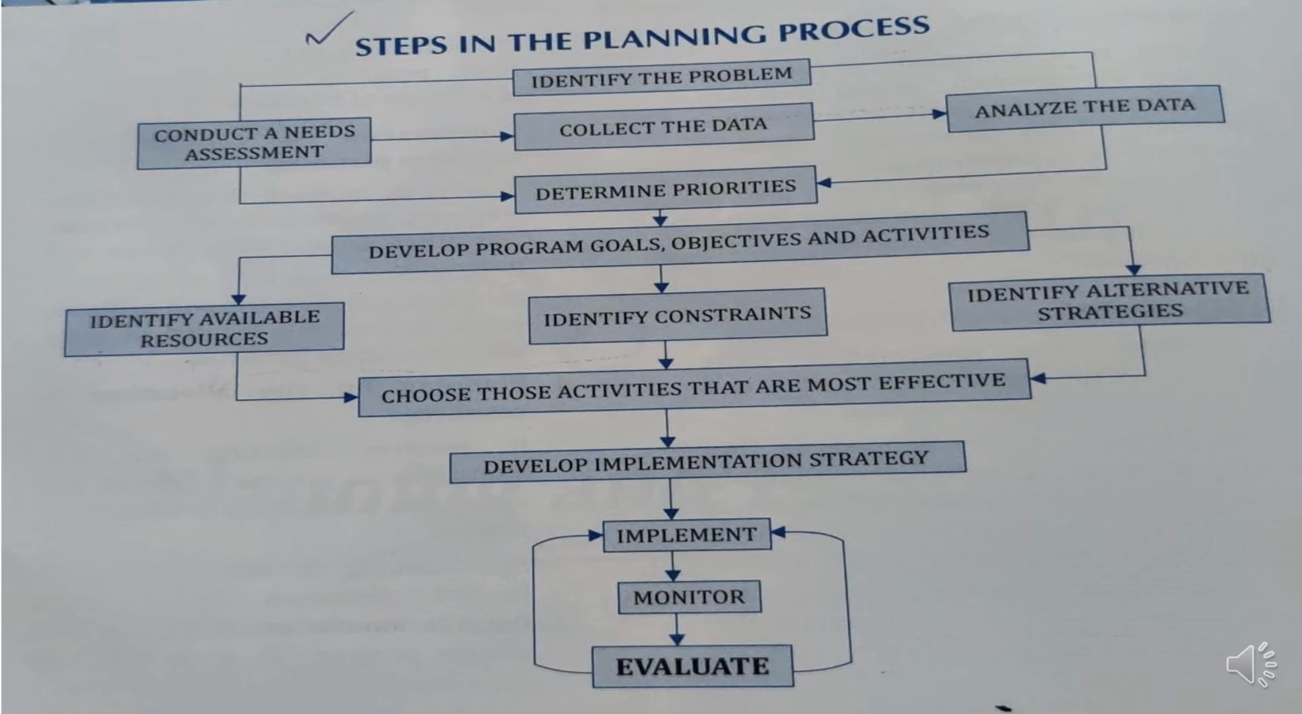The first step is to identify the problem, then conduct a needs assessment, collect the data, analyze the data. The next step is to determine the priorities, develop program goals, objectives, and activities. It can be done by identifying available resources, identifying constraints, and identifying alternative strategies. We should choose those activities that are most effective. Develop an implementation strategy. Next steps are implement, monitor, and last is to evaluate.